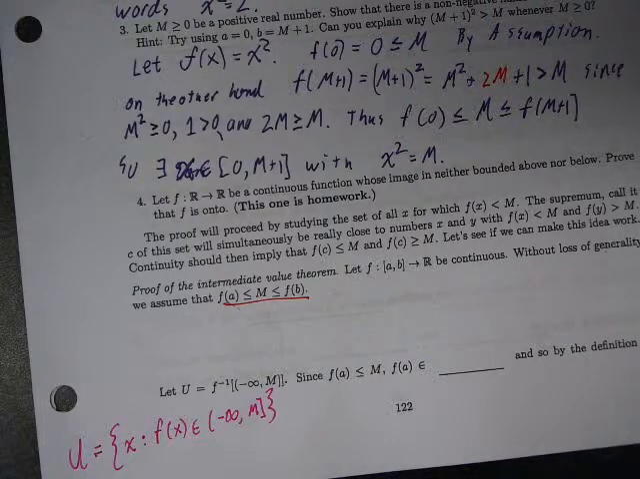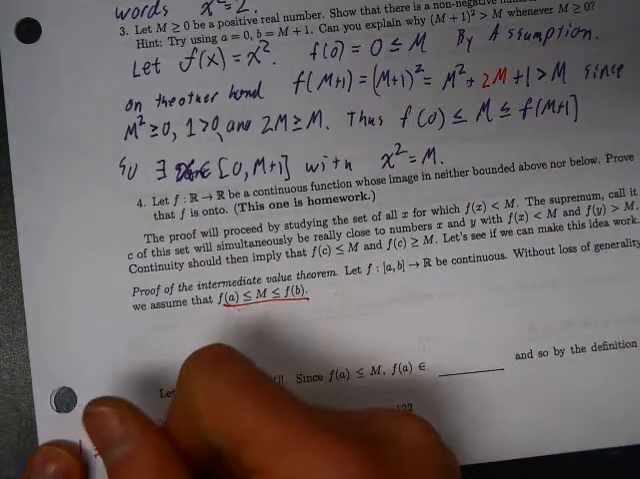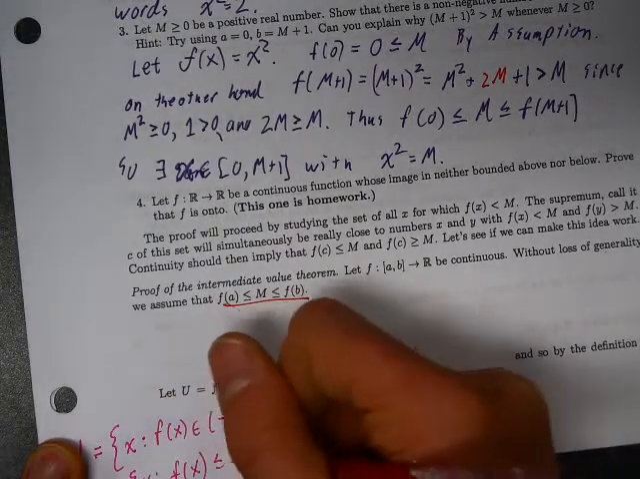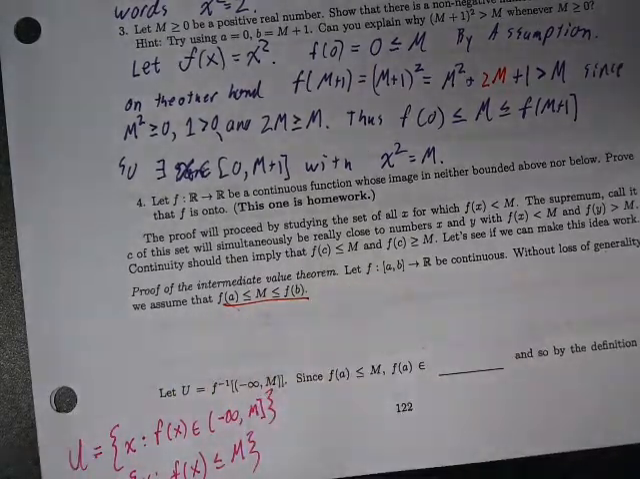Well, what does it mean for f of x to be in the interval from negative infinity to m? It's less than or equal to m. So this is the same as the set of all x values where f of x is less than or equal to m. So let's study that set. Let's study all x values where f of x is less than or equal to m.